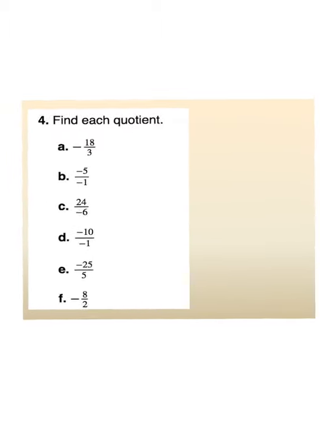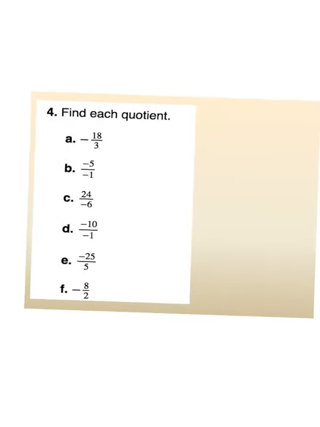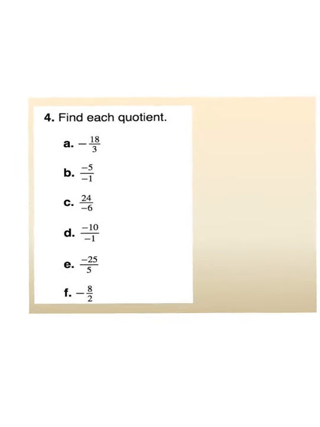Okay, for number 4 it says find each quotient. So all you're doing is just dividing, okay? And it's negative 18 divided by 3. Well, since you're dividing and the whole fraction is negative, your answer will be negative. So if you put a negative 18 divided by a 3, that's going to give you negative 6.